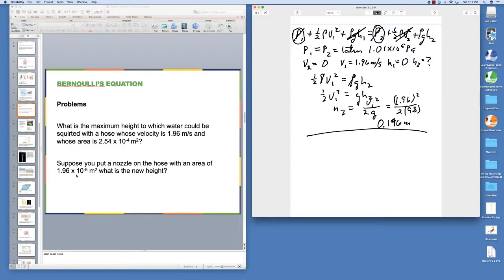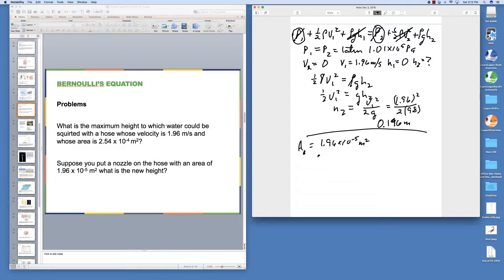Now the second part of this problem says you put a nozzle on this hose and it has a cross-sectional area equal to 1.96 times 10 to the minus 5 meters squared. So the question now is what is the new height? Well, what this new cross-sectional area does is it changes the value for V. Everything else remains the same.